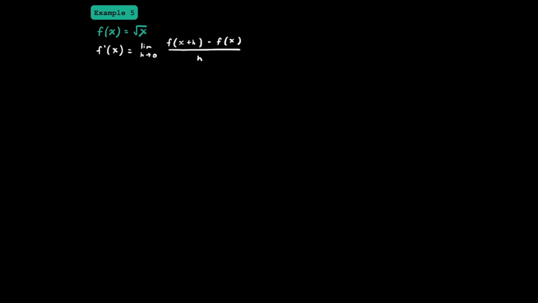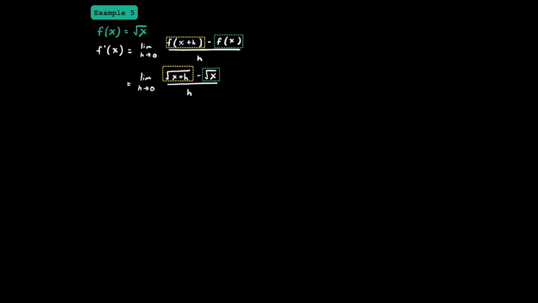Now that we've written the definition, let's find f of x plus h. To find f of x plus h, we're going to substitute that x plus h in for x. F of x plus h is just going to be the square root of x plus h. Now let's find f of x. Remember that we don't really have to do anything since that's just the original function. So here we're just going to subtract the square root of x. This whole thing is going to be on top of h.